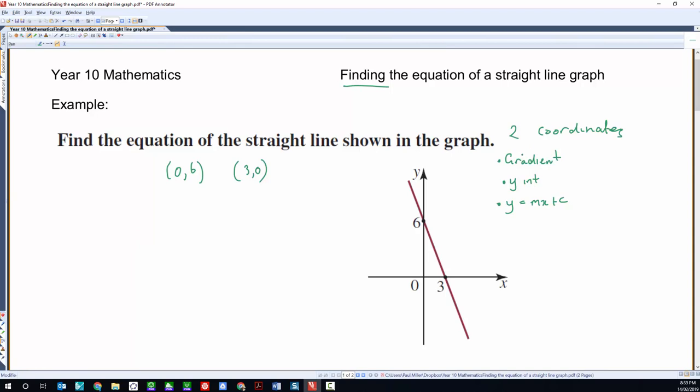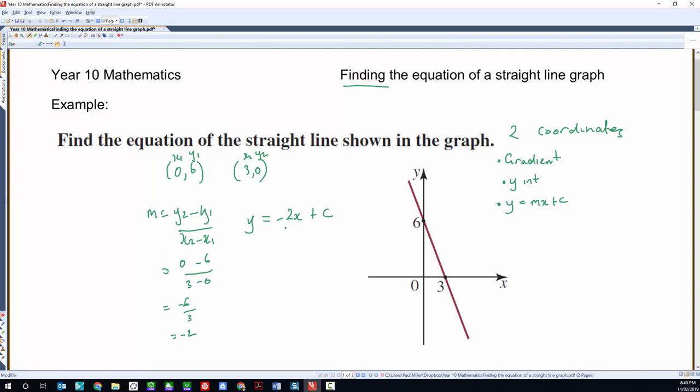So our first step is to work out the gradient. Now you'll recall m equals y2 take y1 over x2 take x1. Right, so we're going to make that x1, y1, x2, and y2. All right, so here we go. We're going to sub in these values. Okay, so it's 0 take away 6 over 3 take away 0. That's negative 6 over 3. That's negative 2. Right, so we're going to note now that our equation in y equals mx plus c form would be written as follows. y equals negative 2x plus c.